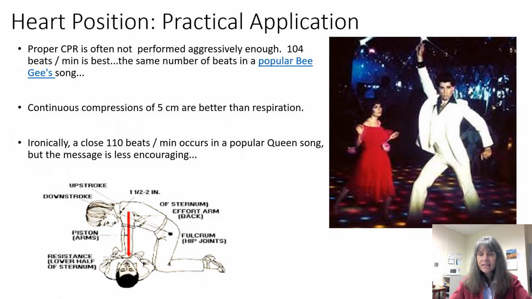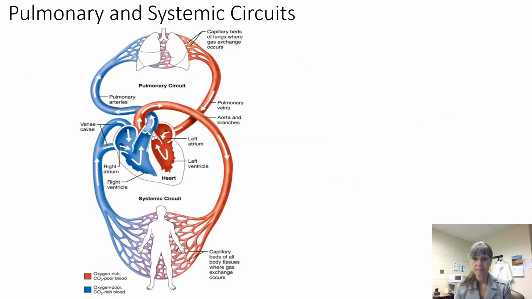When we look at the application of where the heart is positioned within the thorax, before we go into the structures of the heart and how blood flows through the heart, I wanted to remind you of the fact that there are actually two different circuits or pathways for blood as it moves through our body.